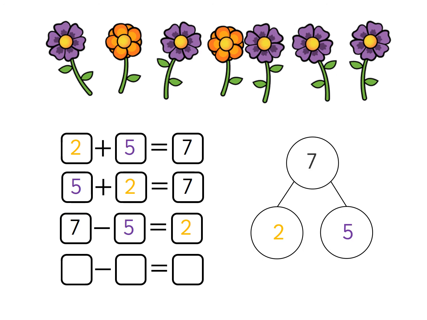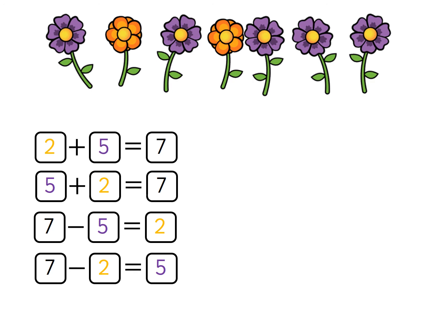And let's change those parts around. We'll start with our 7 again. 7 is our whole number. We've got 7 flowers all together. And then we will take away our 2 orange flowers. And then we are left with our 5 purple flowers. So 7 flowers take away our 2 orange flowers equals 5 purple flowers. 7 take away 2 equals 5. Well done. And you can do them the other way around.